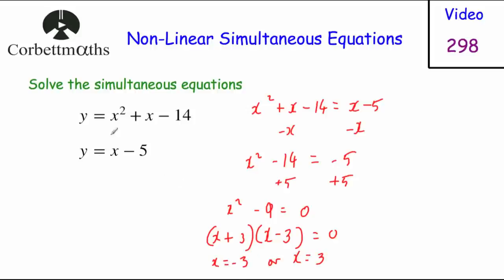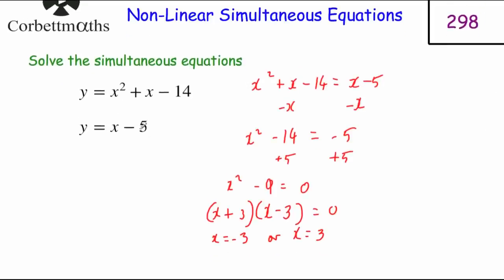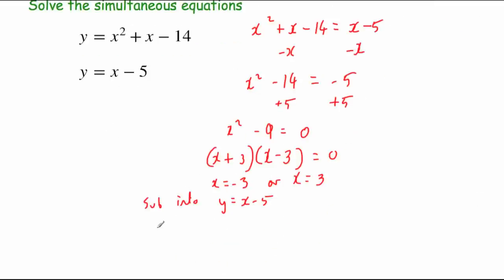But remember, we need to find our solutions for y as well for simultaneous equations. So let's substitute these back into one of our equations. And I do think this equation, the second one, is much easier to substitute into. So let's sub into y equals x minus 5. So let's start off with x equals negative 3. We would have y equals, and instead of x, we're going to have minus 3 minus 5. And minus 3 minus 5 would be minus 8. So y would equal minus 8.